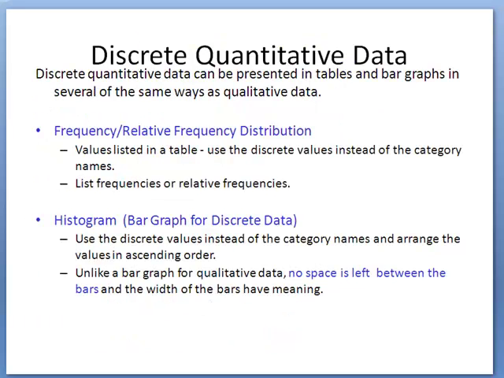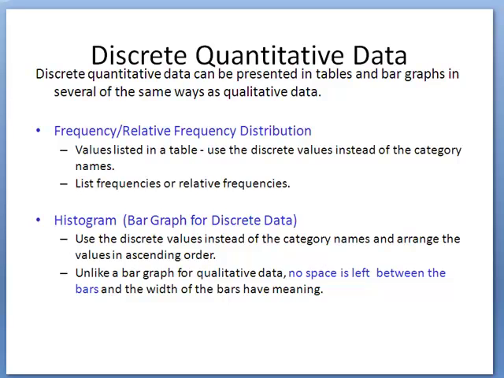So let's look at the first type of quantitative data, discrete quantitative data. What you'll see is it has some similarities with the categorical or qualitative data, and it will bridge us into doing things with continuous data. So it's somewhere in between the two. Discrete quantitative data can be presented in tables and bar graphs in several of the same ways that we saw with our categorical data. You're going to list the values in a table, use the discrete value instead of a category name, and list the frequencies or relative frequencies.